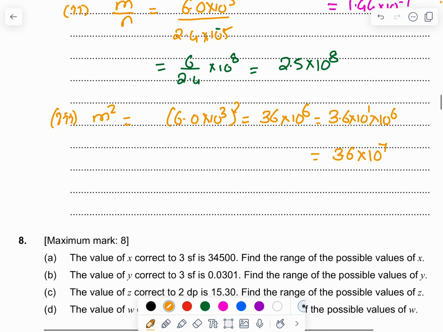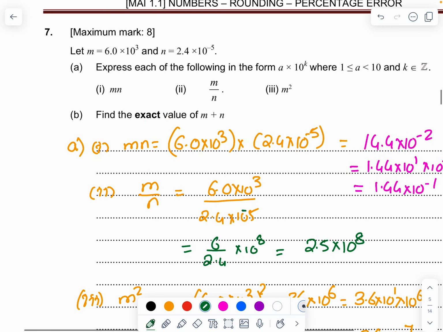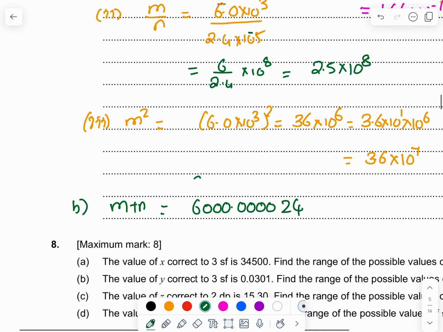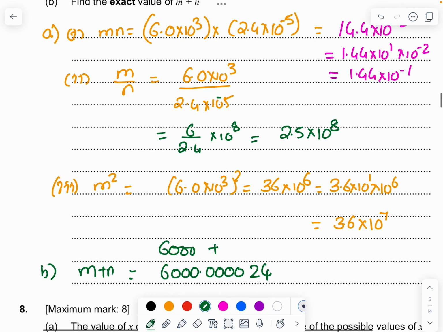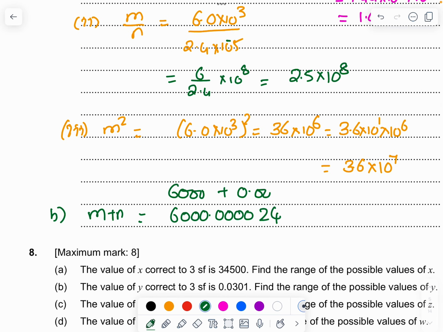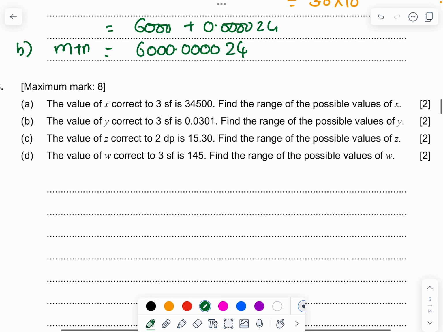Next, exact value of m plus n. Part B, m plus n. Just add it out. It becomes 6000 plus 0.00024, because m is 6000 and n is 0.00024. Add them, it becomes 6000.00024.